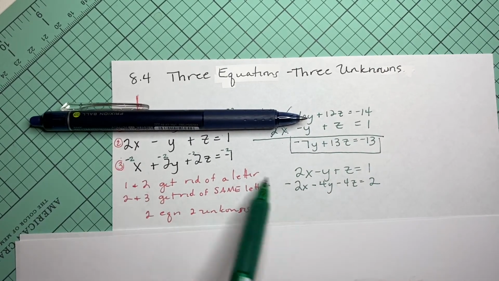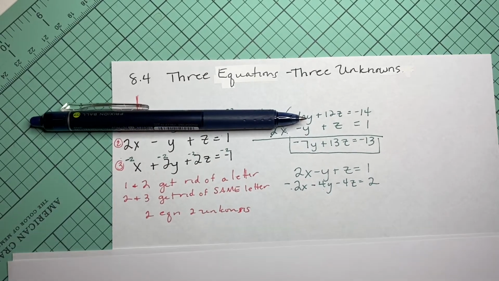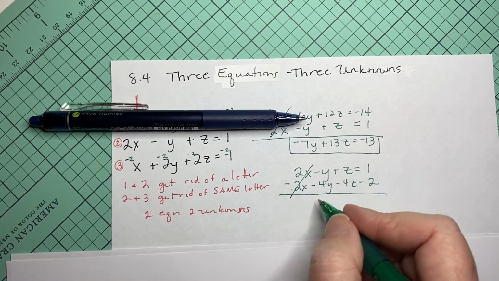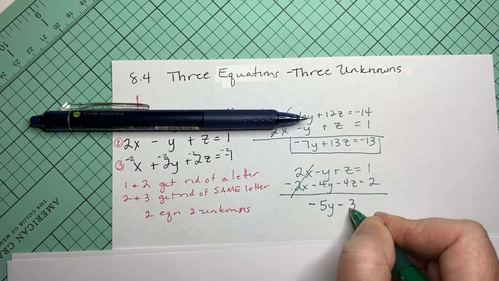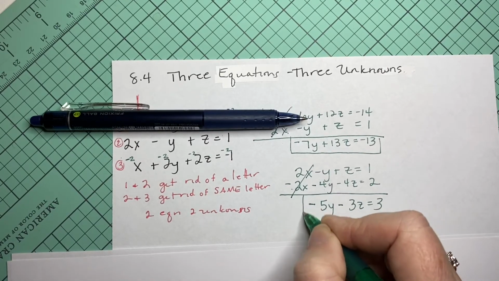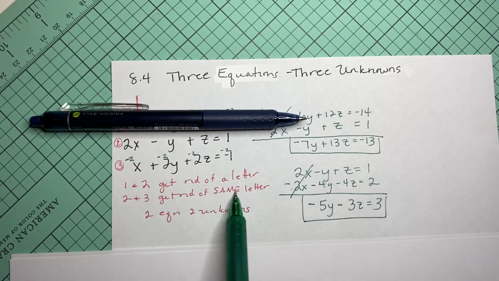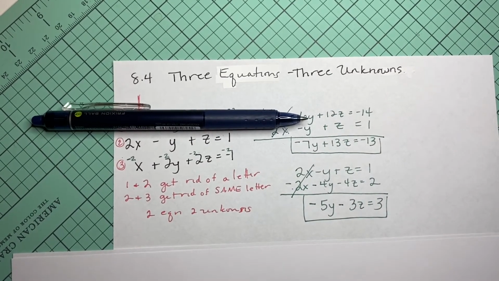And like I said, I always want to double check because these are a lot of work to find a little mistake going forward. So I think I did all that right. Then we're going to add them together. That's going to cancel out, leaving me a -5y, a -3z equals 3. So do you see I took 1 and 2 and got rid of x? I took 2 and 3 and got rid of x. And now what I have is 2 equations, 2 unknowns.